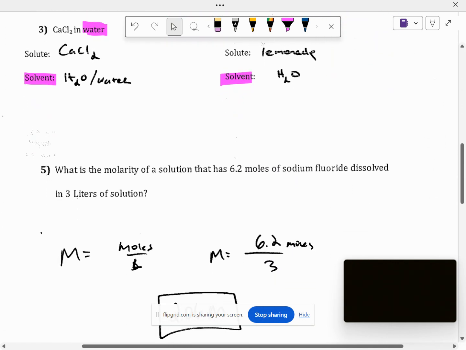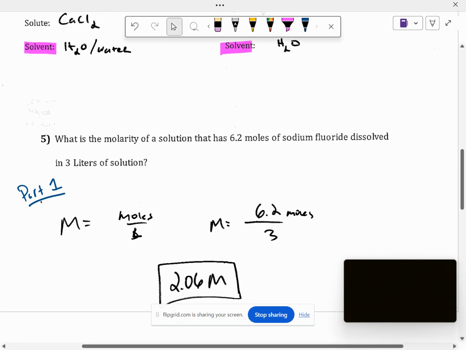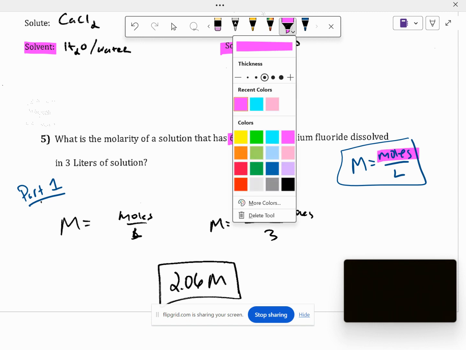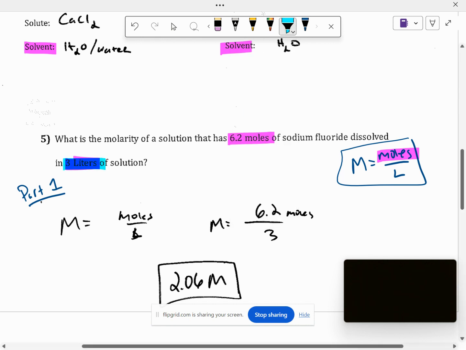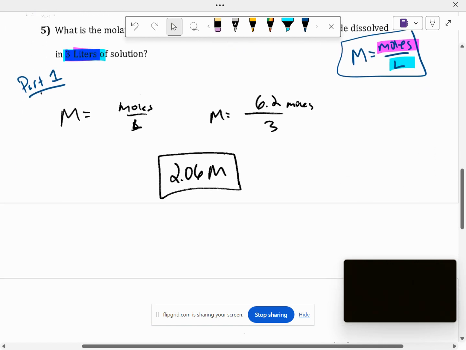Okay. Number 5 is a part 1 question from your notes. It is simply just plug and chug, right? So remember, we just have this equation. Molarity is moles over liters, and it has to fit those units, right? So you just plug in what you need. Moles goes up top, liters goes on the bottom. And that's how you plug it in. The answer is 2.06 for number 5.